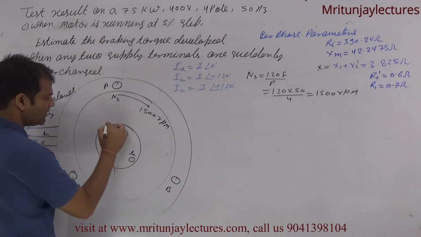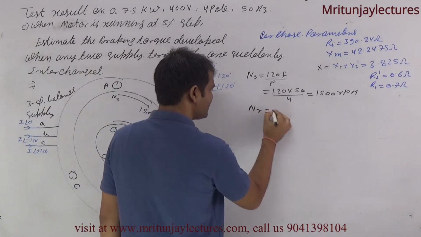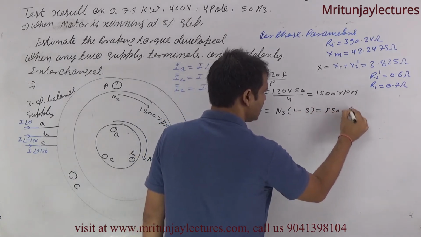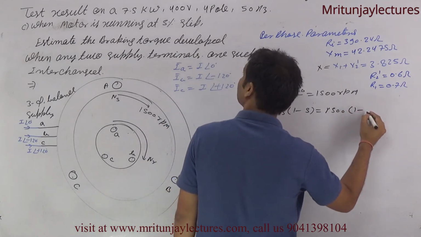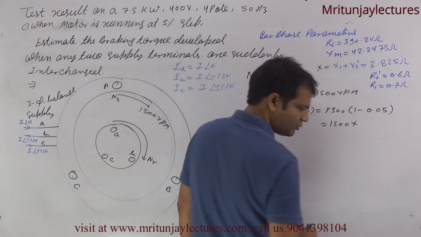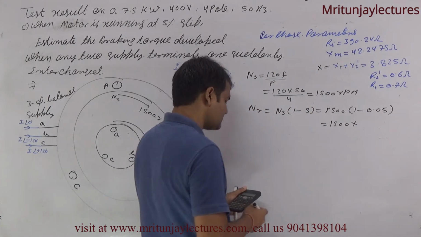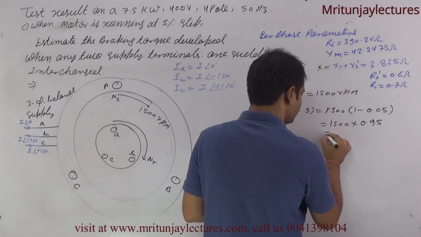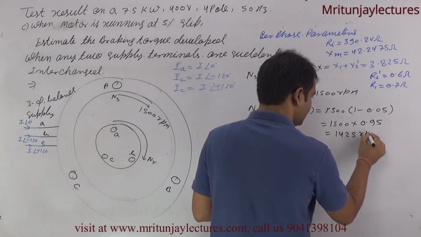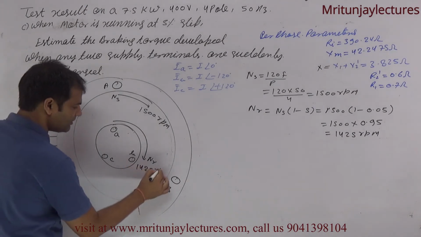Now the rotor is running with speed NR. NR is written as NS into 1 minus S. At slip 5%, meaning 0.05, NR is 1500 into 1 minus 0.05, that is 0.95 into 1500, which is 1425 RPM. It means the rotor speed is 1425 RPM. Clear?